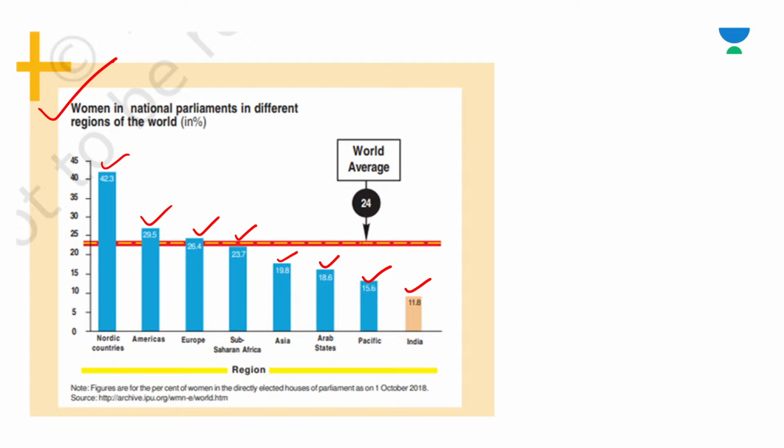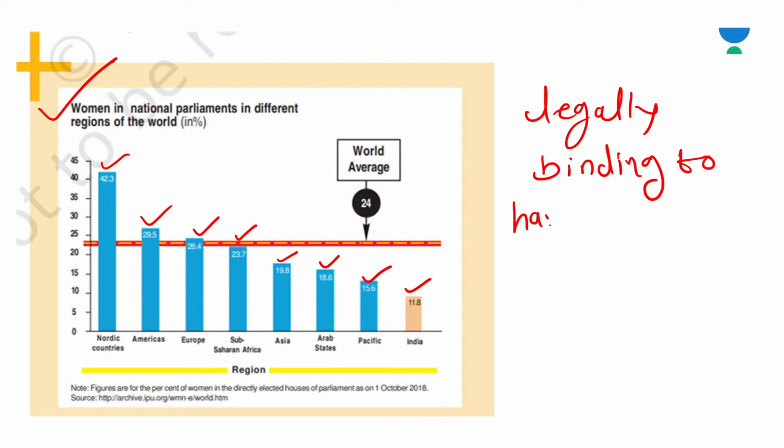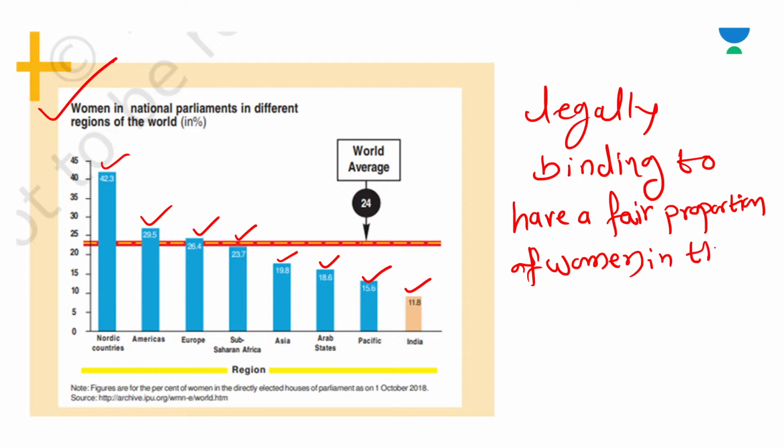So friends, one way to solve this problem is to make it legally binding to have a fair proportion of women in the elected bodies. This is what the Panchayati Raj has done in India.